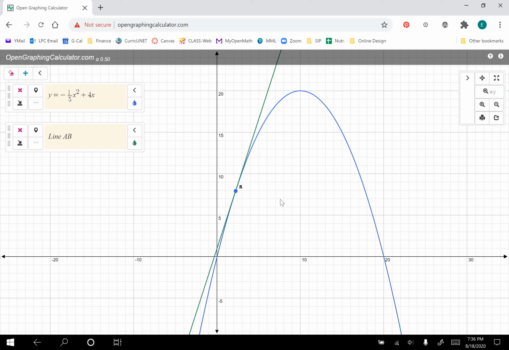All right, so that's the difference between secant lines and tangent lines. In the next video, we'll see what's going on with the slope of these lines and how that relates back to our rates of change.